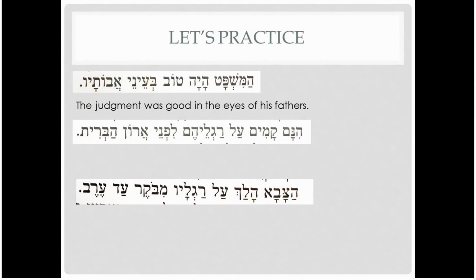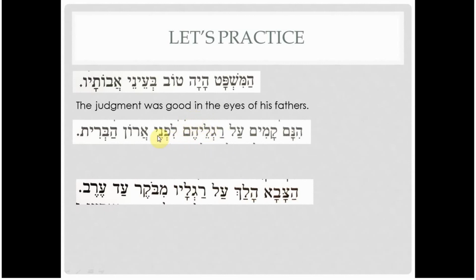Hinam kamim al raglehem lifnei Aron habrit. What do you recognize that's familiar here? Well, the preposition al probably looks a little bit familiar. Regel: this is the plural form of the word regel, which is the word for feet, and then it has the third masculine plural suffix attached to it.